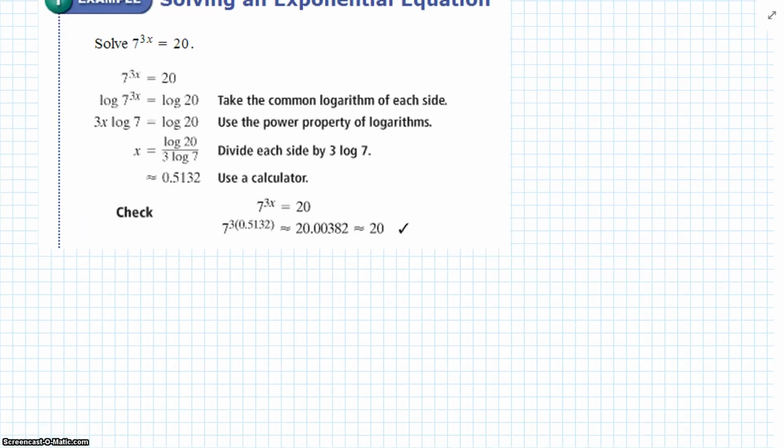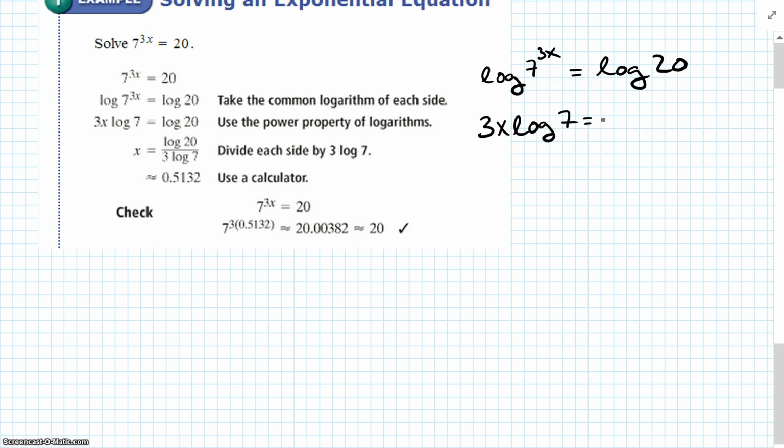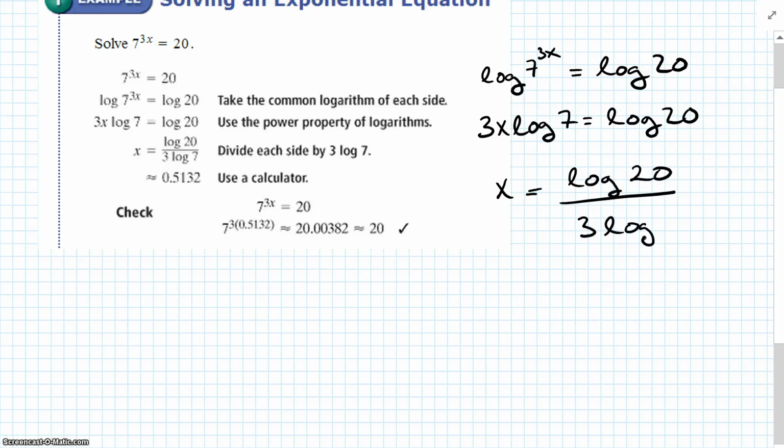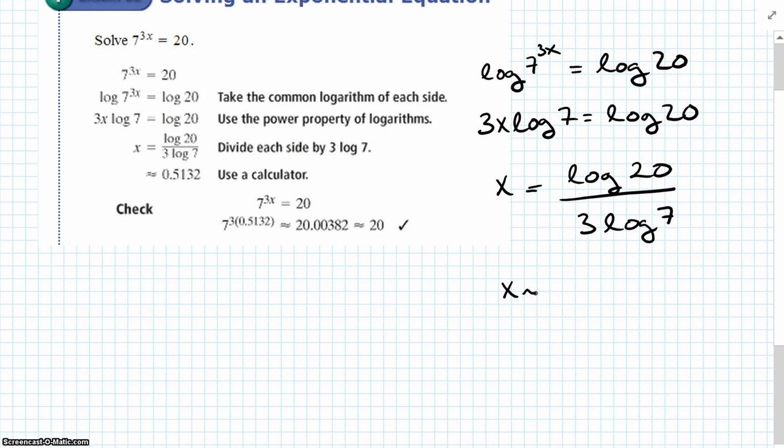Let's just walk through this one. I've got 7 to the 3x power equals 20. I can rewrite this as the log of 7 to the 3x power is equal to the log of 20. By the power property, I can rewrite this as 3x log of 7 is equal to the log of 20. And by division, I can say x equals the log of 20 over 3 times the log of 7. Then we can plug that in our calculator and get x equals approximately 0.5132. So easily, just by the properties of logarithms, we can solve exponential equations.